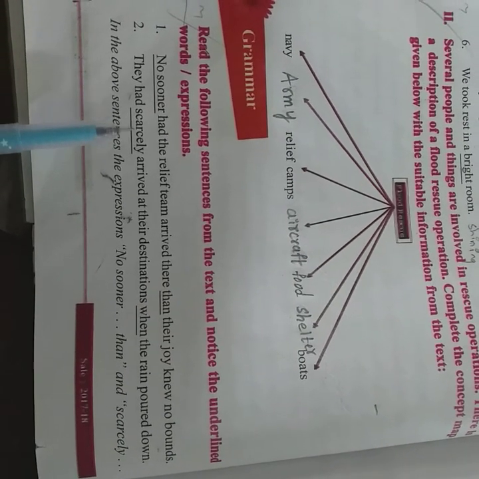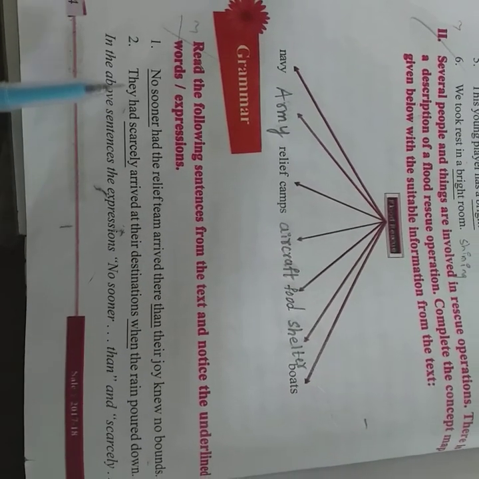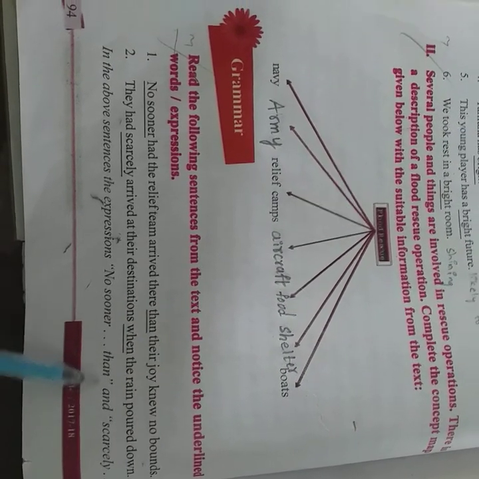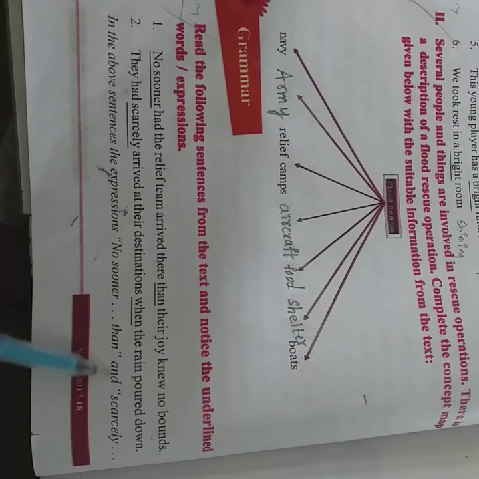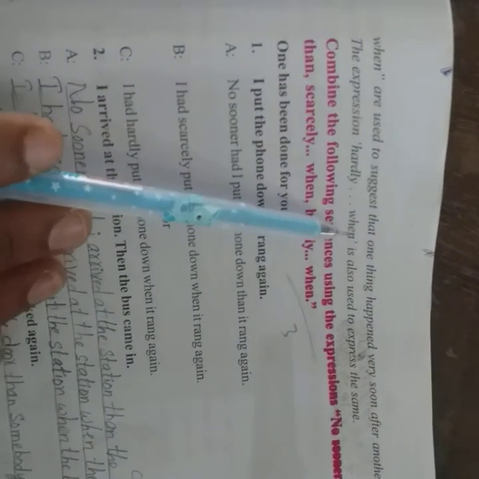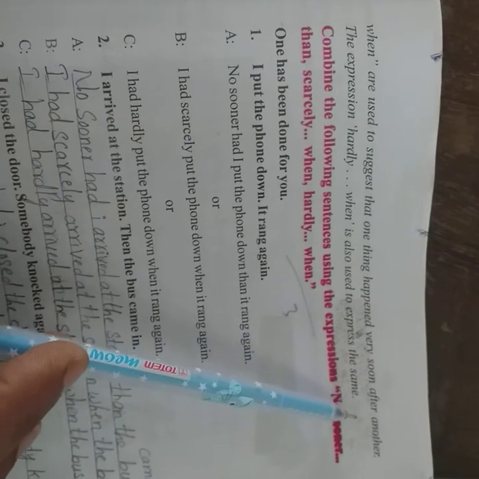Okay, second one. They had scarcely arrived at their destination when the rain poured down. Now, one and two sentences are given, children. In the above sentences, the expressions no sooner than and scarcely when are given. Now see, the remaining part is on the next page. Both of these are used to suggest that something happened very soon after another, children.